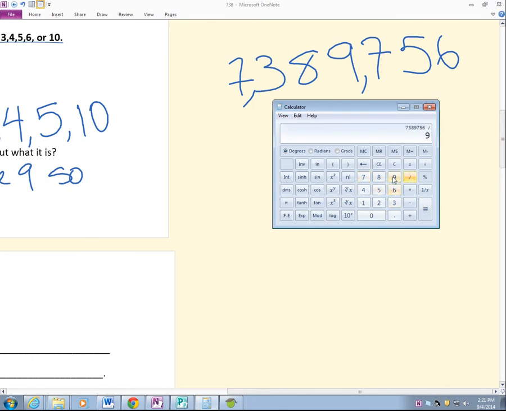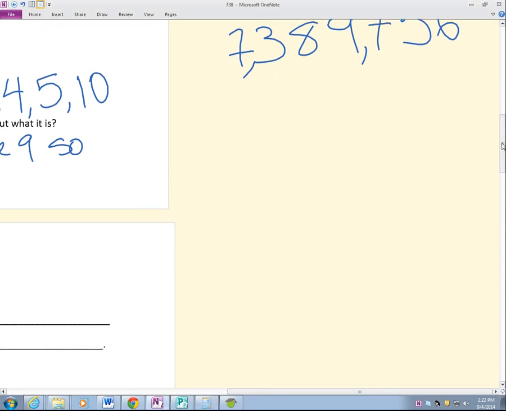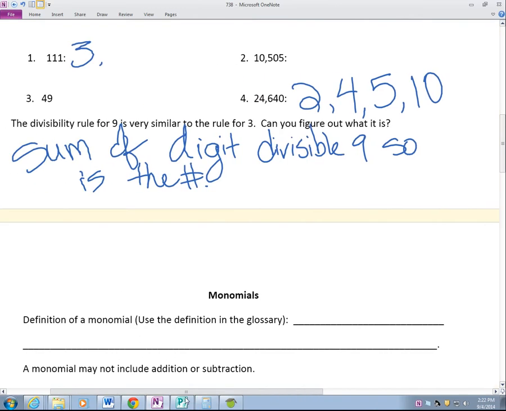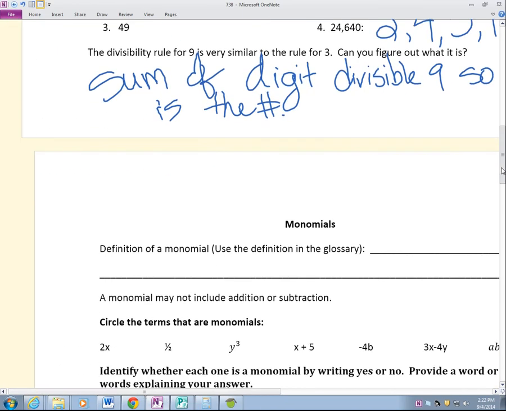7,389,756 divided by 9. If we did this correctly, it should be a whole number. It's a whole number. Yep. Okay. If you guys are done with the test, go ahead and put it on the other test there. Okay. Good. So that's experimenting with that divisibility rule that you just came to find out.